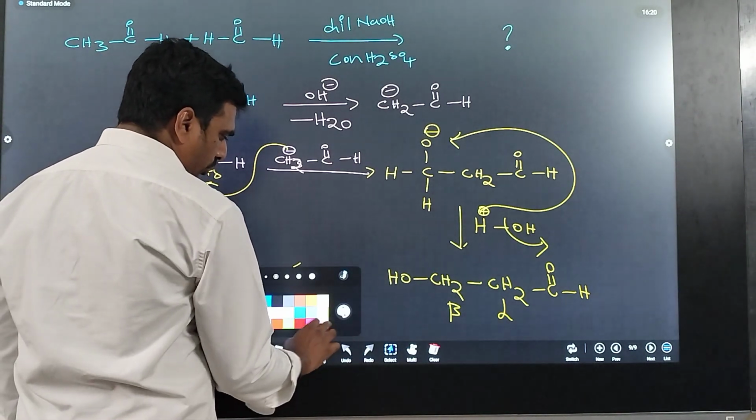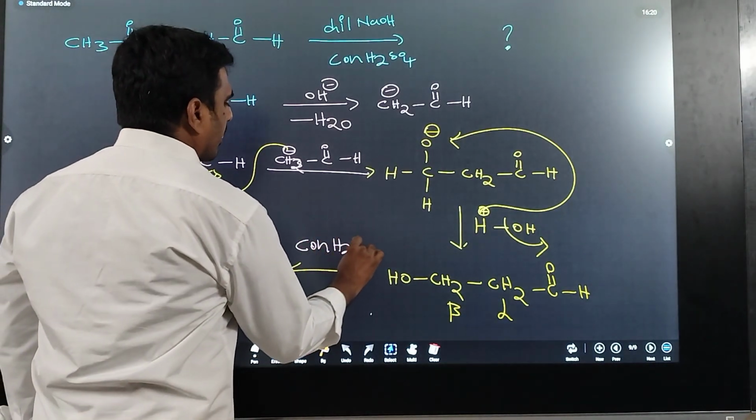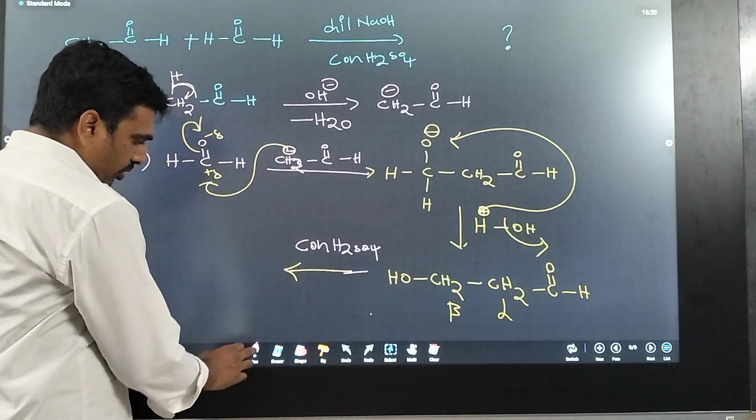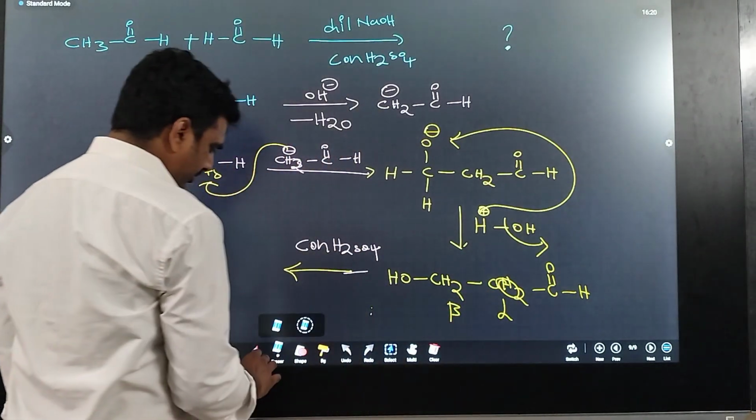With this beta hydroxy carbonyl compound I can use concentrated H2SO4. What is the function of concentrated H2SO4? Concentrated H2SO4 acts as a strong dehydrating agent. So I can write this carbon another way.